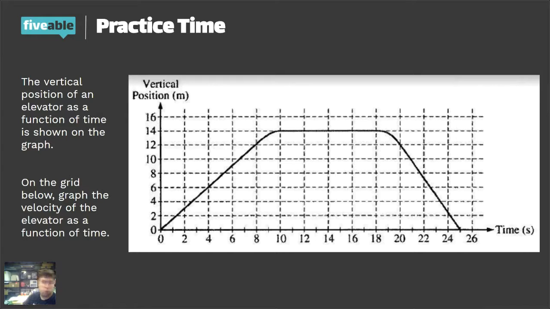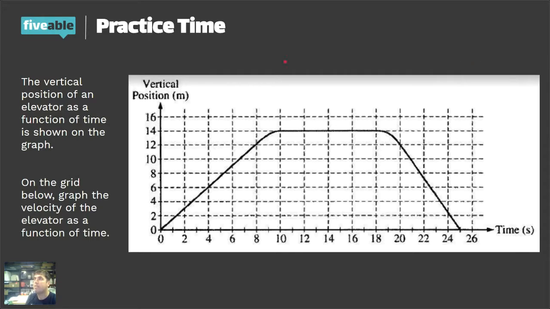So they say this is where the elevator is as a function of time. And what we're supposed to do is graph the velocity of the elevator as a function of time. All right. So to do that, let's first take a look at this graph. Number one, it's a position versus time graph. So I'm going to jump back to my table here quickly. It's a position versus time graph.